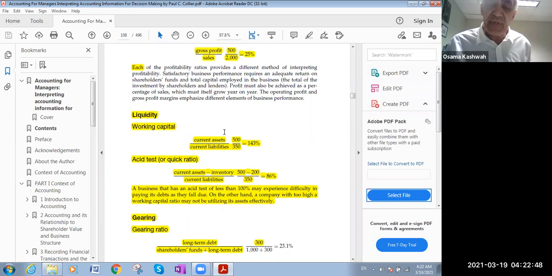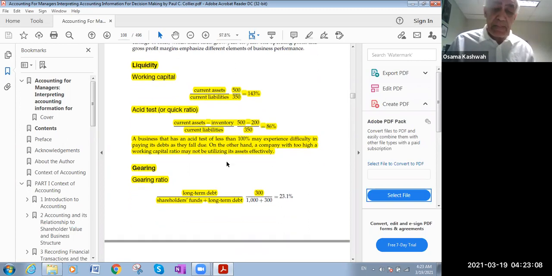For that reason, we remove the inventory by deducting it to find the quick ratio, or the asset ratio, or the asset test. In all the cases, it is assets minus the inventory divided by the liabilities which you have.